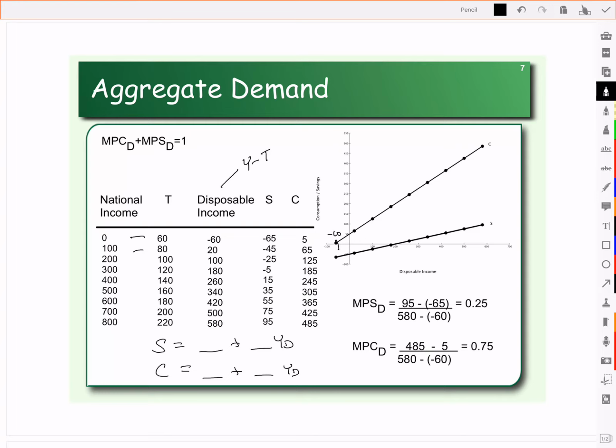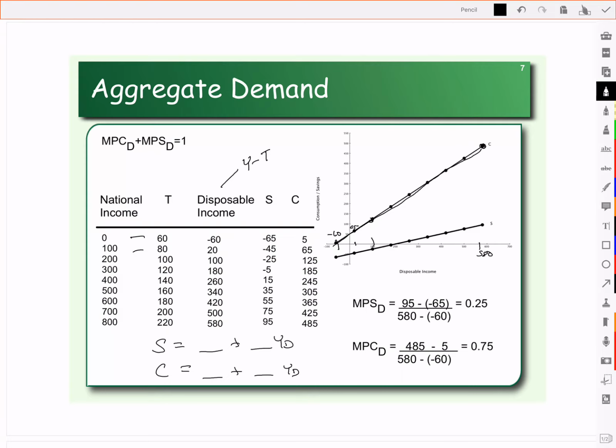Okay, so you can see here disposable income is a negative 60. Consumption is 5. And then when our disposable income is 20, then consumption is going to be at 65. And when disposable income is at 100, then the consumption is going to be at 125. And we can keep plotting the points all the way until the point where disposable income is 580 and our consumption spending is 485. So we get our consumption function, connect the dots.